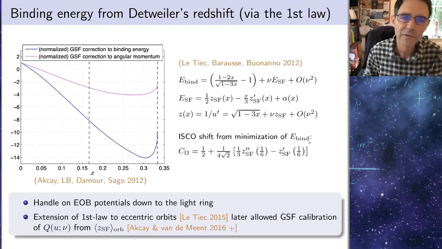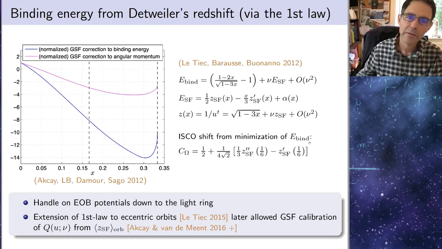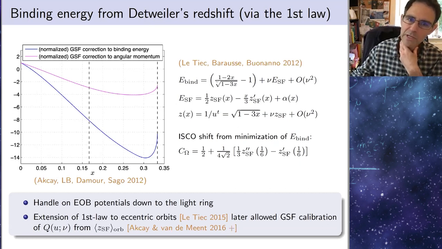Fortunately, soon after Thibault's paper, there was this remarkable idea of the first law of binary black holes that provided a kind of local energy that's accessible from the first order metric perturbation. So it's written here as formulated in this paper from Le Tiec, Blanchet, and Whiting.